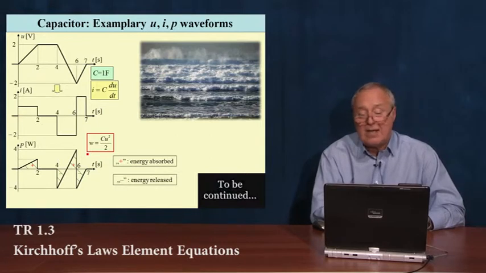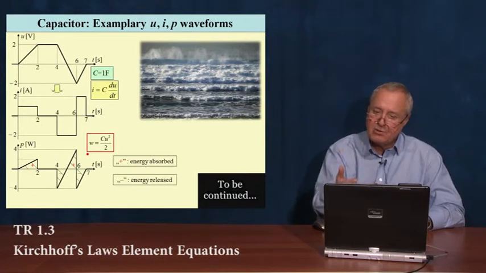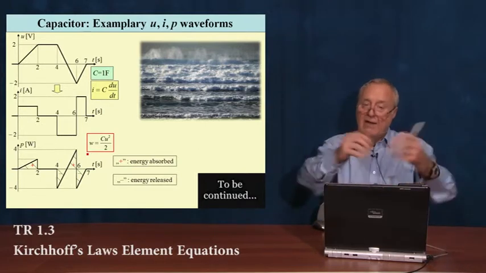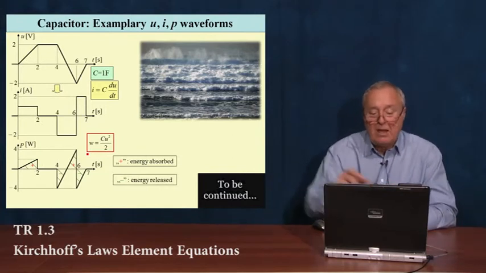As you see now, the instantaneous power can be positive, can be negative, and energy then can be positive, absorbed, or released. This is an energy storage element. In a capacitor, energy is only stored, and then this energy can be given back, can be released.